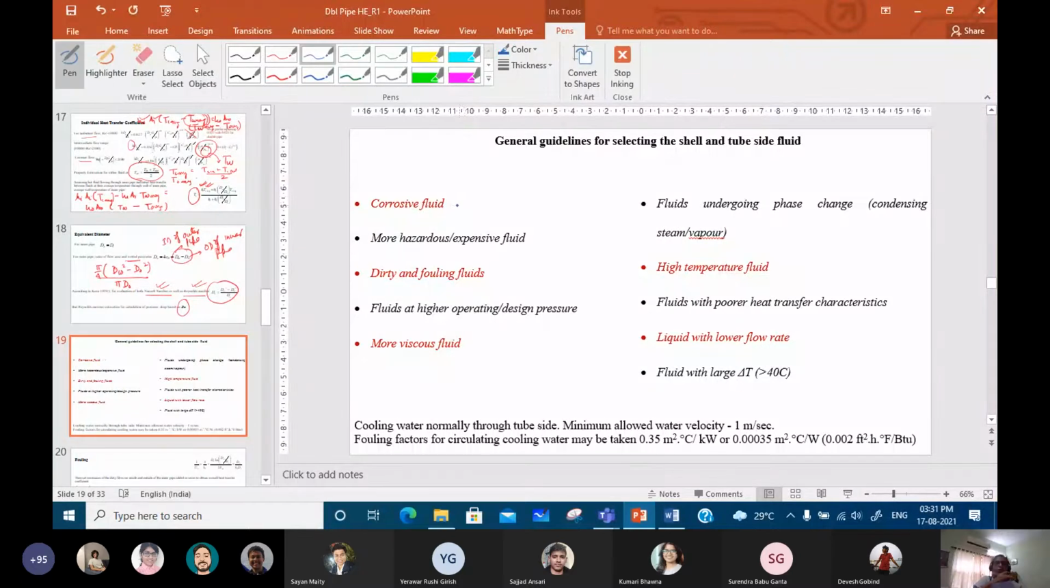Can you tell me for corrosive fluid, where should I place it and why?